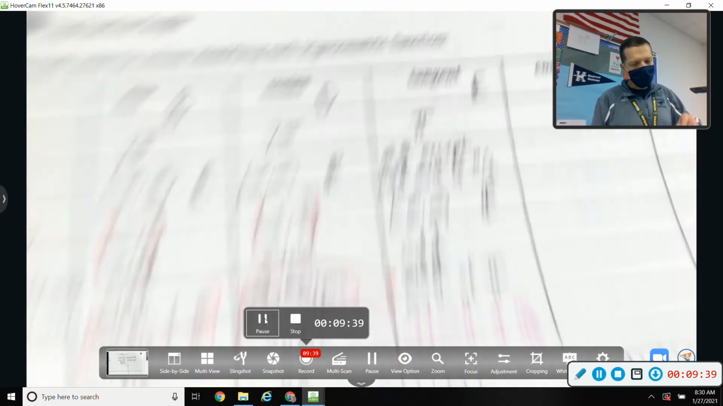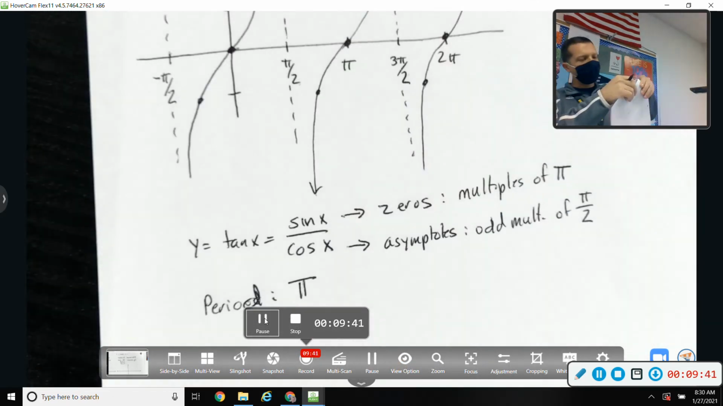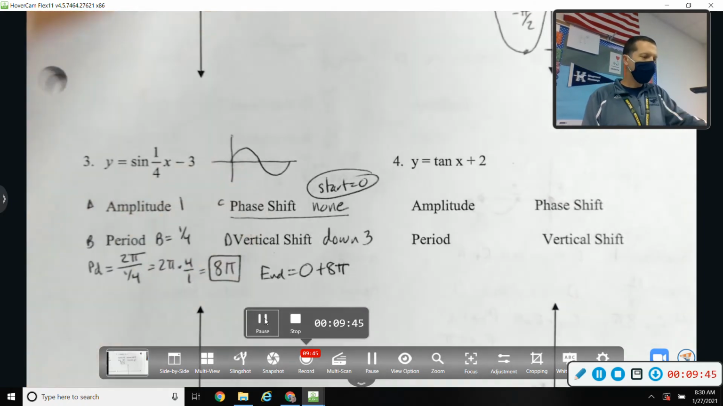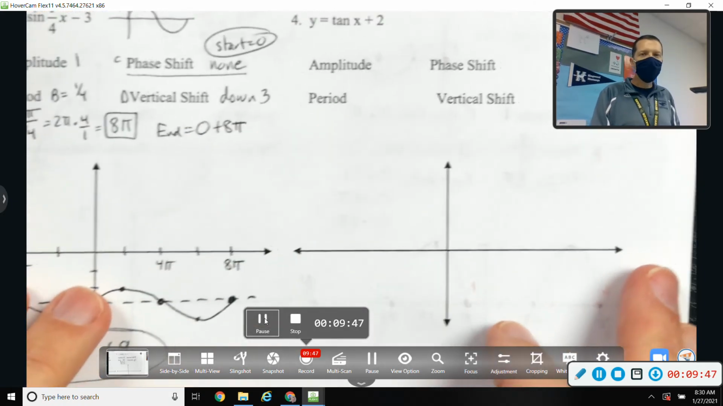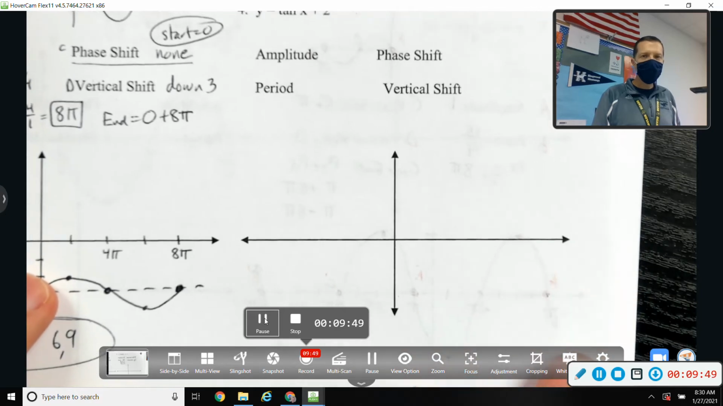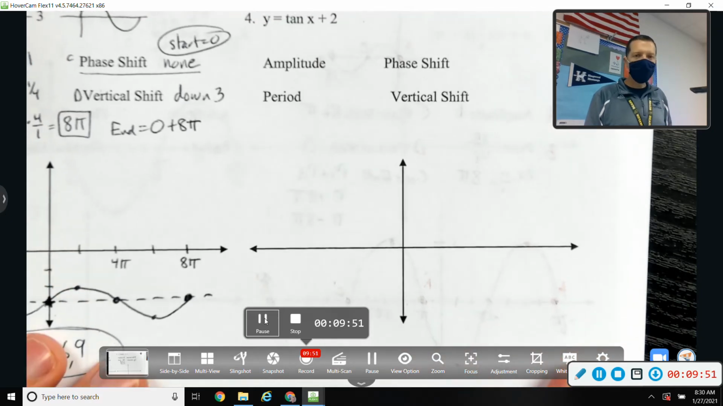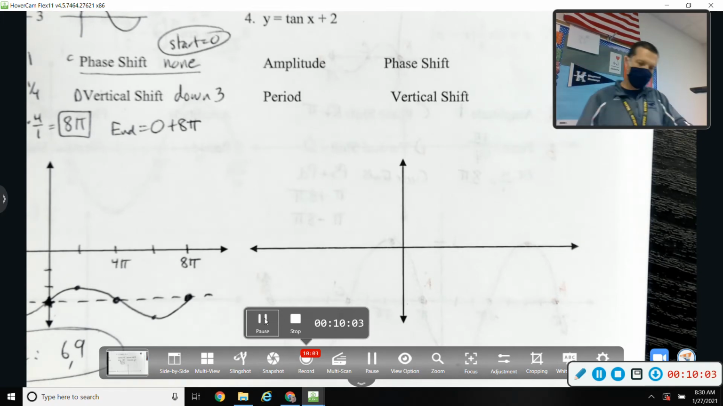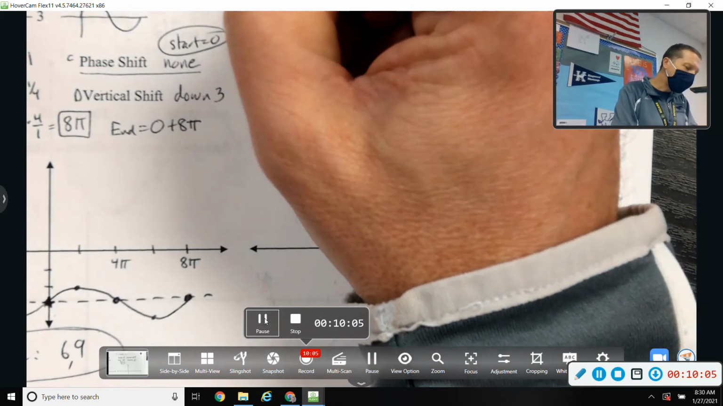All right, let's flip to our graphing worksheet that we're spending days upon days upon days with here. Let's look at number 4. What are the asymptotes? The asymptotes are the odd multiples of pi over 2 because that's the zeros of cosine. So the ABCD, it kind of works the same way.